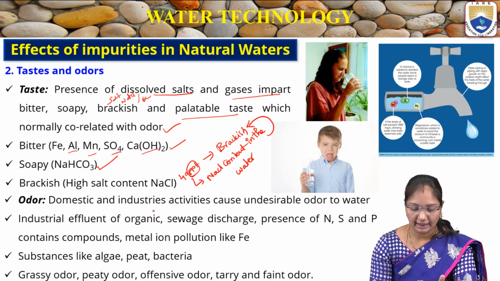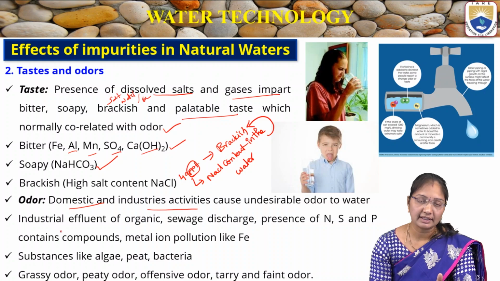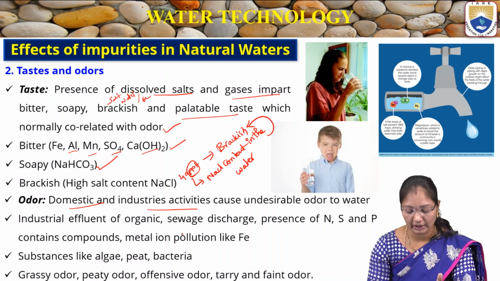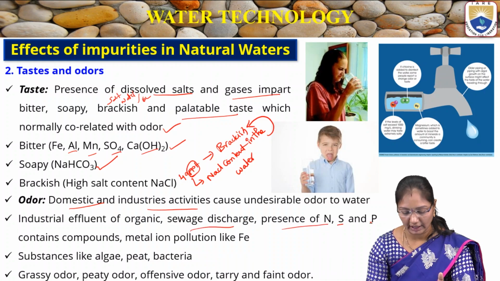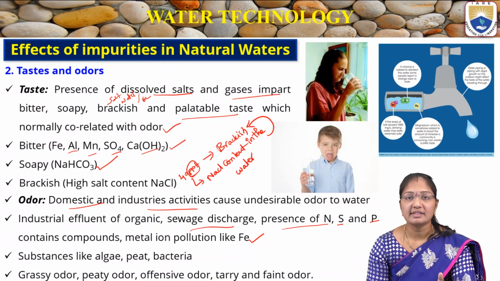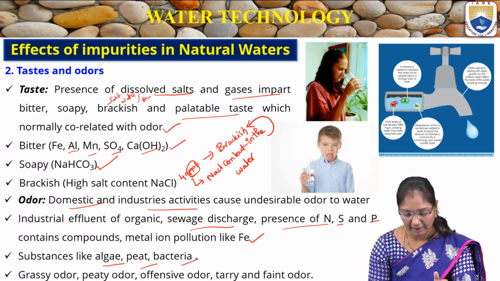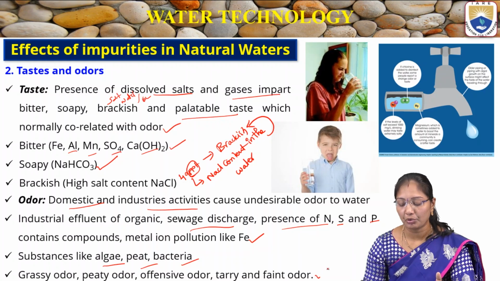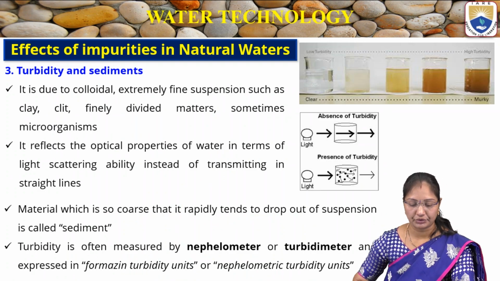So coming to odor, same thing. Here domestic and industrial activities cause undesirable odor in water. Industrial effluents released from organic or inorganic industries, sewage discharge, and the presence of nitrogen, sulfur and phosphorus containing compounds, metals and pollutants like iron dissolve in the water and cause taste or odor. Substances like algae, peat and bacteria also change the odor of the water. So grassy odor, peaty odor, offensive odor, tarry and faint odor are due to all these substances present in the water, either inorganic or organic compounds.